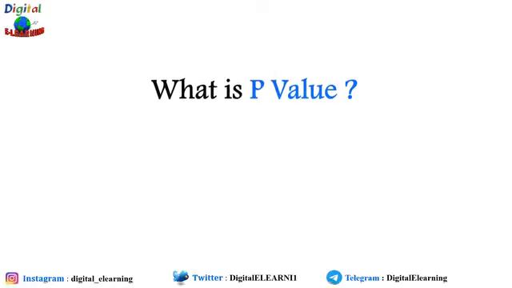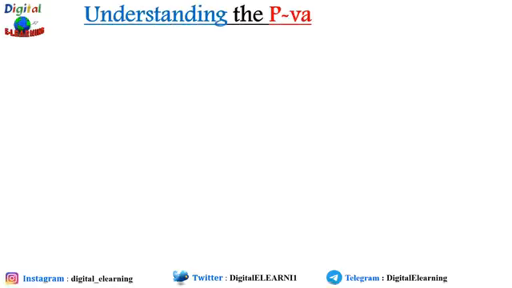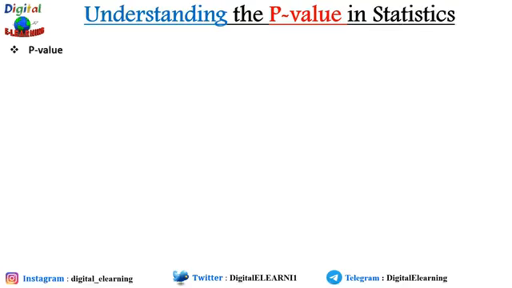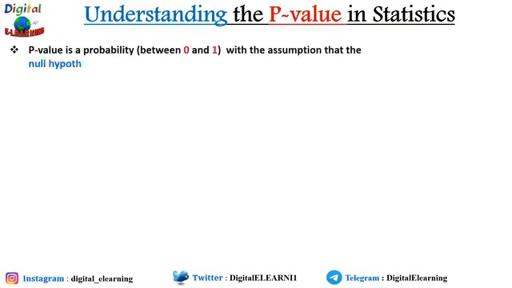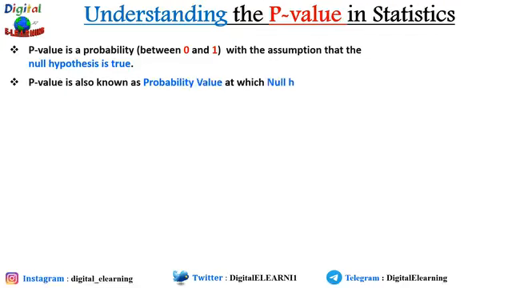So what is p-value? Let us understand the p-value from a statistical perspective. P-value is the probability, a number between 0 and 1, calculated under the assumption that the null hypothesis is true. P-value is evidence against a null hypothesis. In statistics, p-value is also known as the probability value. It is the smallest level of significance at which the null hypothesis is rejected.